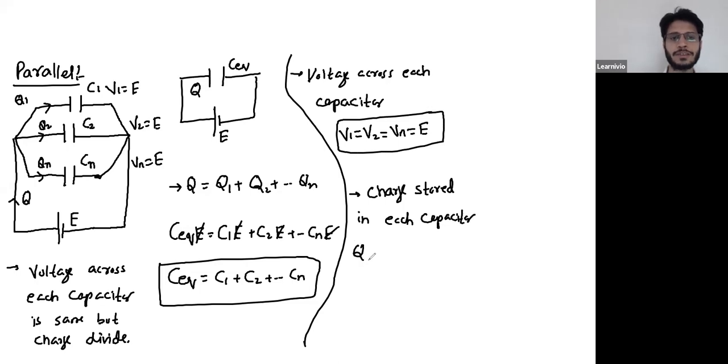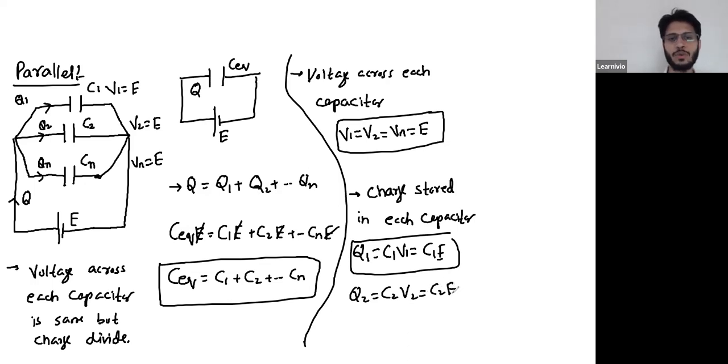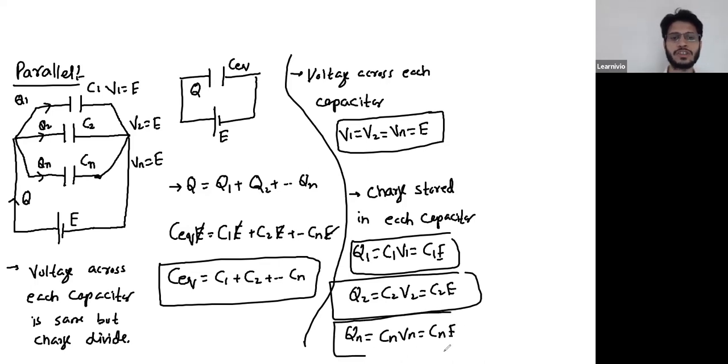In the first capacitor, the charge stored is Q1. The capacity is C1, the voltage is E, so you can write Q1 as C1 V1, or since V1 is E, as C1E. Similarly, you can write Q2. Q2 is C2 V2, so that's C2E. Similarly, Qn. Qn is Cn Vn, which is CnE. This is how we calculate the charge stored in each capacitor.